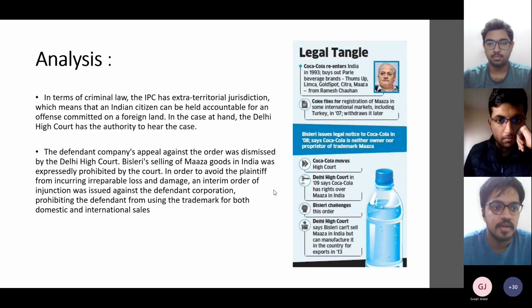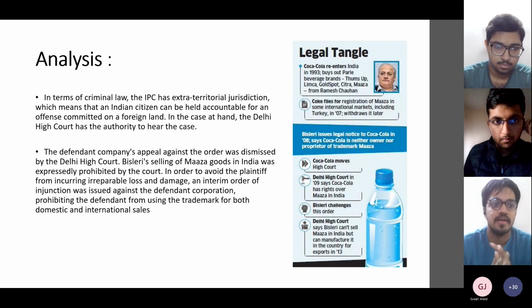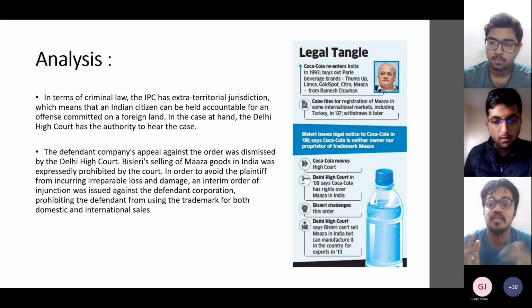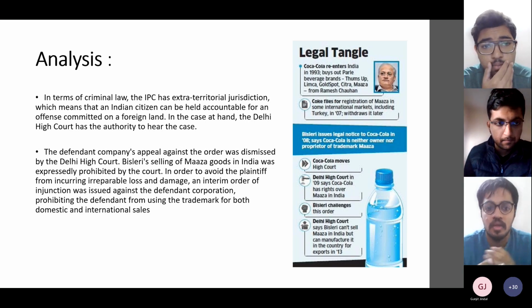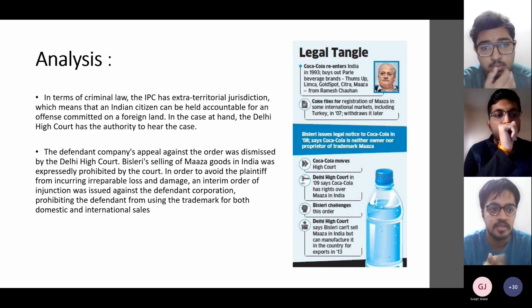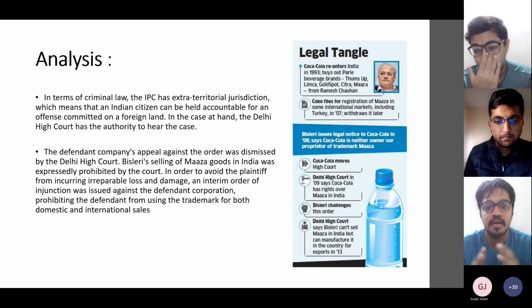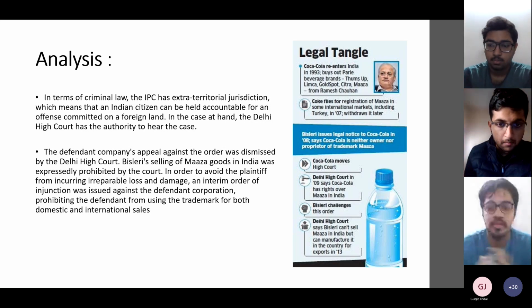Yeah, sure. So I will continue with the presentation. Till now we have gotten to know about the facts and the judgment that was given by the court, and now we will give you the analysis, the discussion and the conclusion that we have drawn from this case. In terms of criminal law, the IPC has extraterritorial jurisdiction. This means that an Indian citizen can be held accountable for an offense committed on foreign land. And in this case, the Delhi High Court has authority to hear the case.